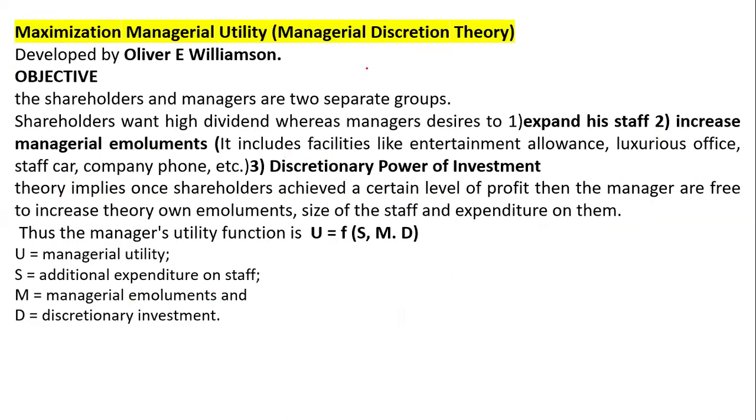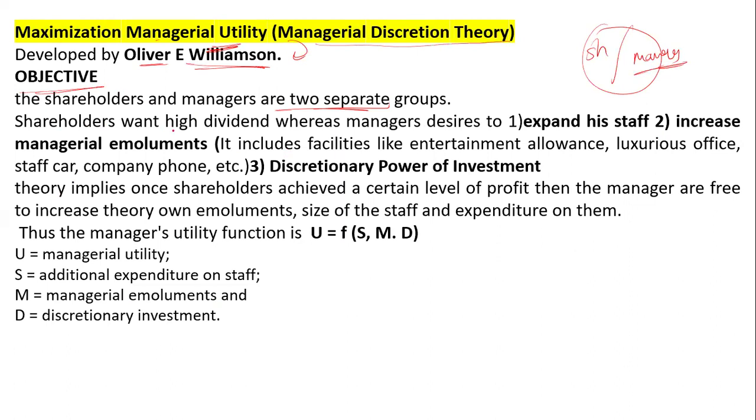Now the maximization of managerial utility, or in other words the managerial discretion theory. The managerial utility theory was developed by Oliver E. Williamson. The objective of this theory is that the shareholders and the managers are two separate groups in a company. The shareholders are one group, and the managers are a different group.